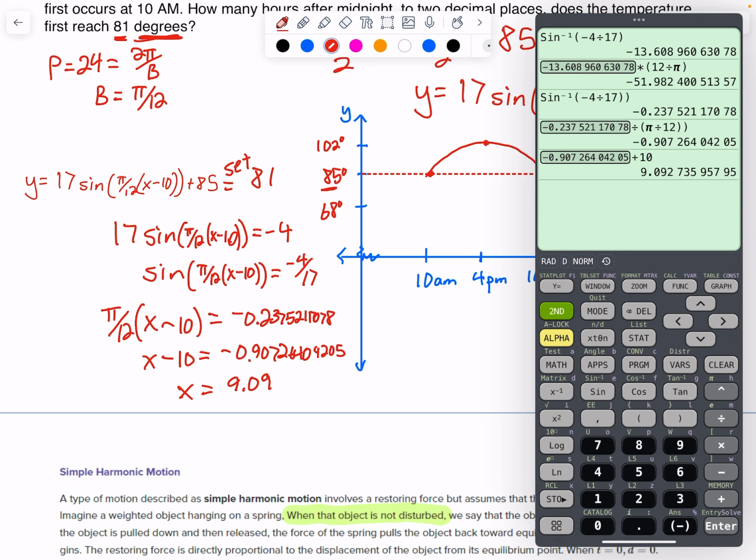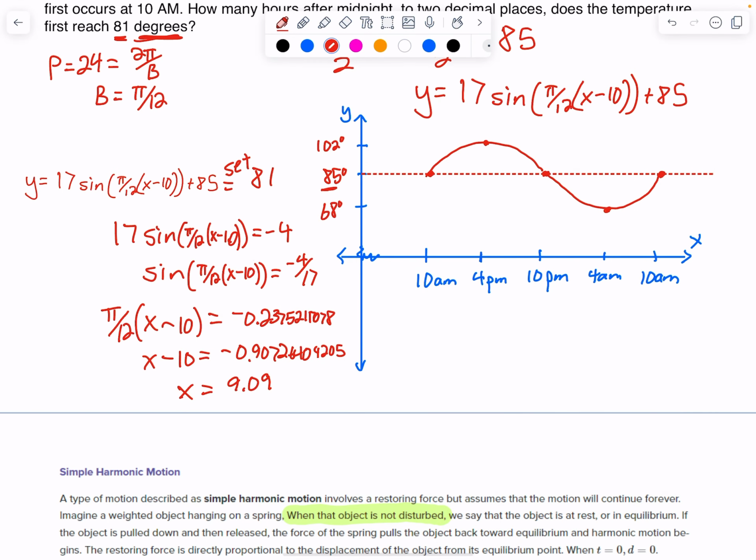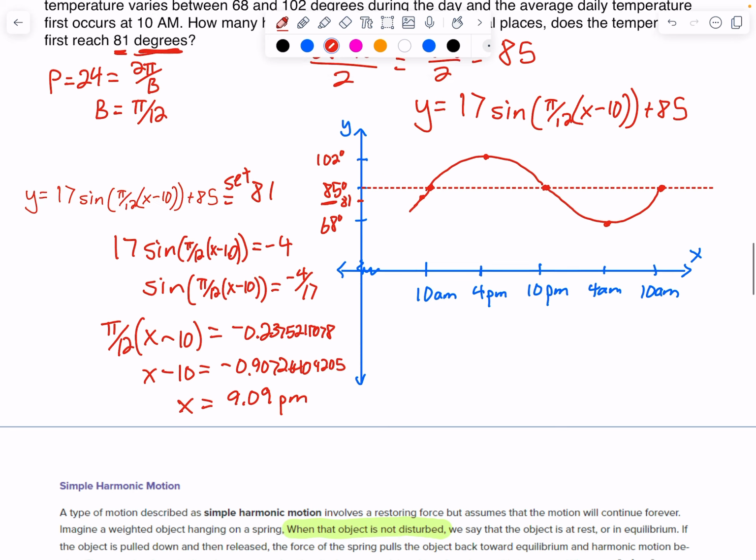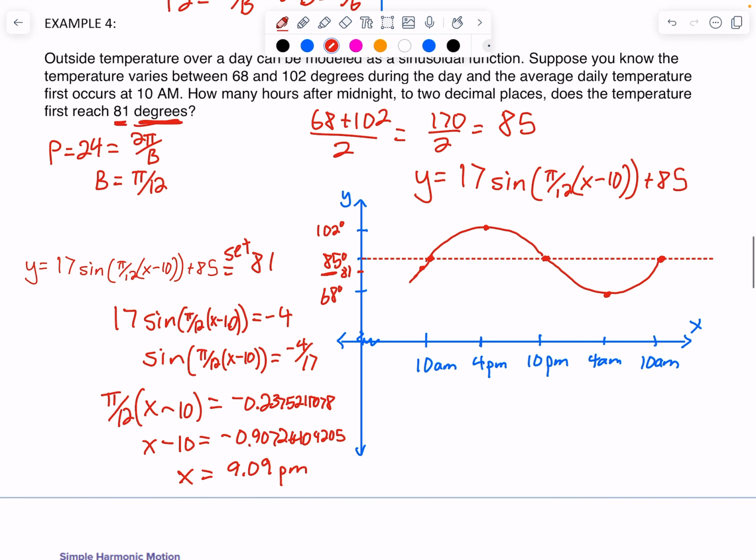And that makes sense because if we take a look at this, let me close this calculator, I don't need it. The function would go like this, down, right, and follow that same shape going this way. Right, the same sine shape, which means that it would hit about 81 degrees at 9.09. It's not 9:09, right? It's 0.09 of 60 minutes. So it says how many hours after midnight to 2 decimal places.